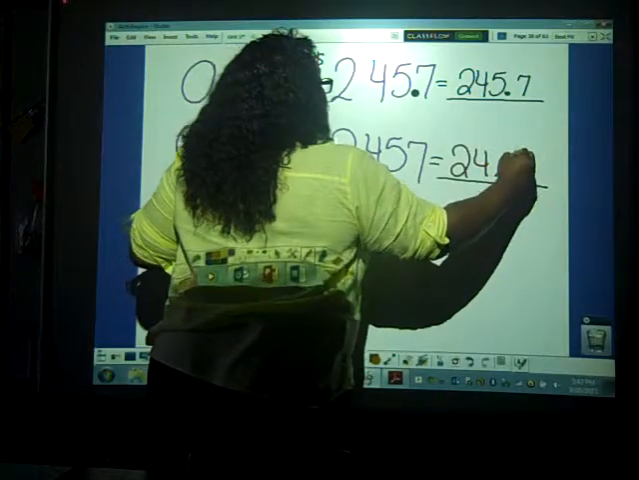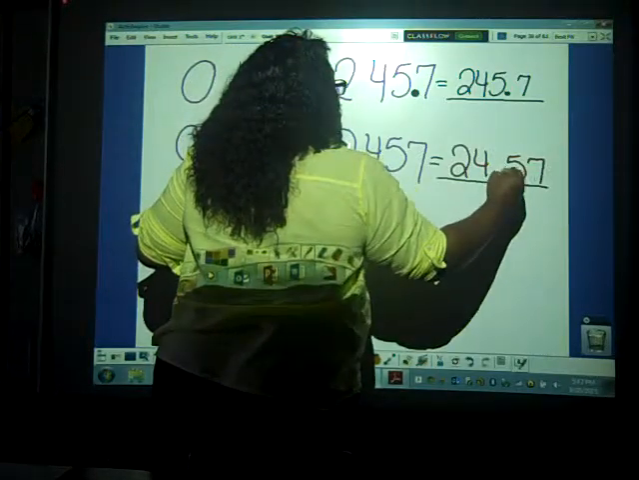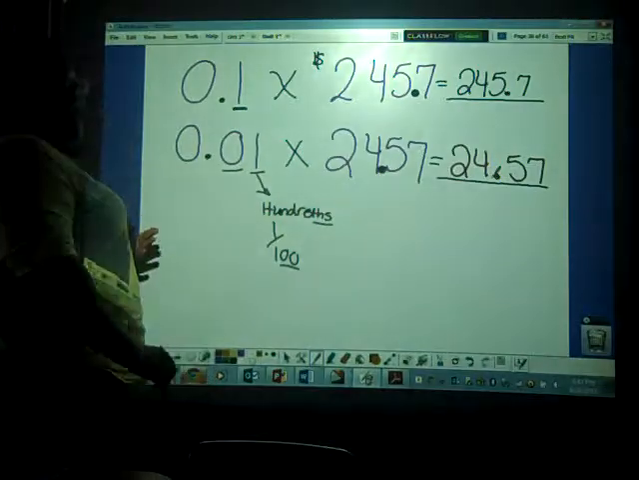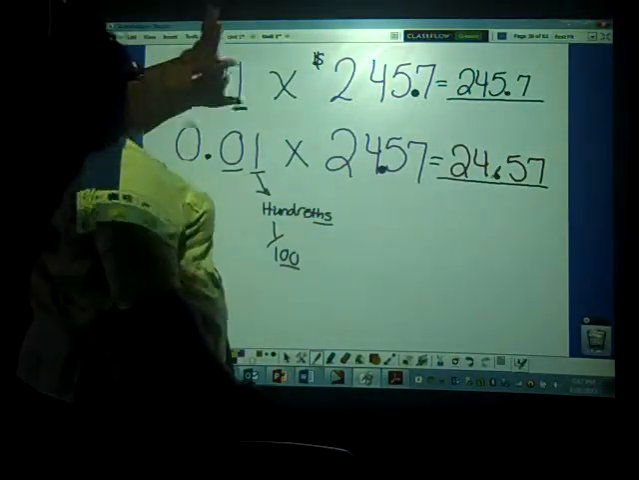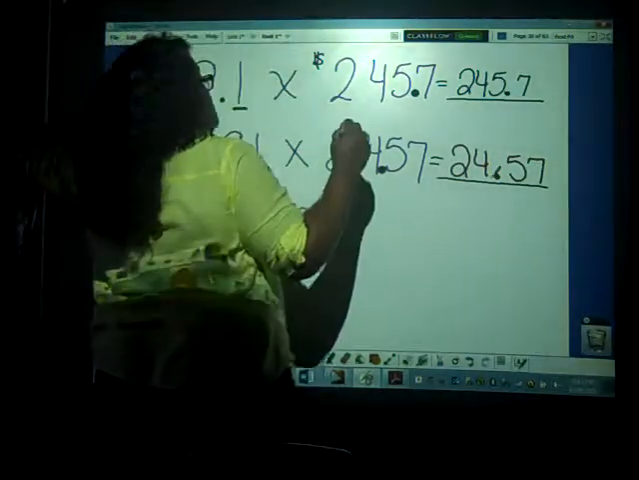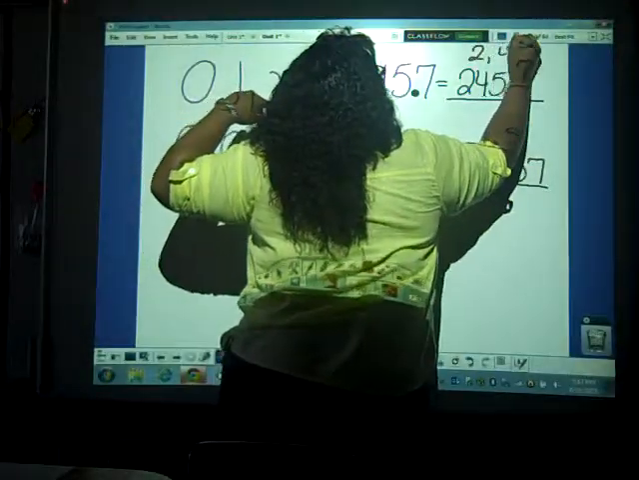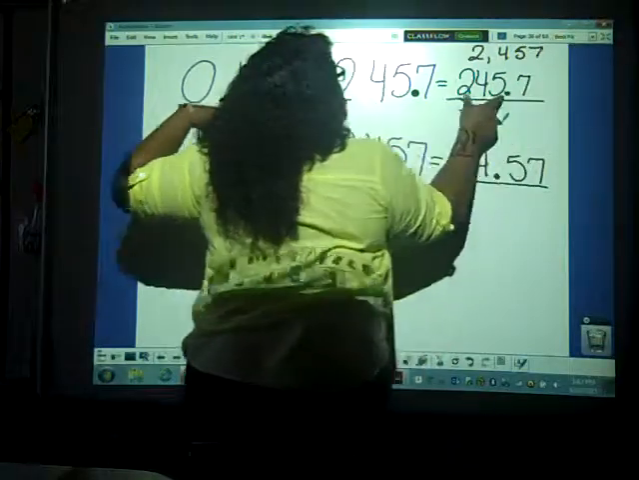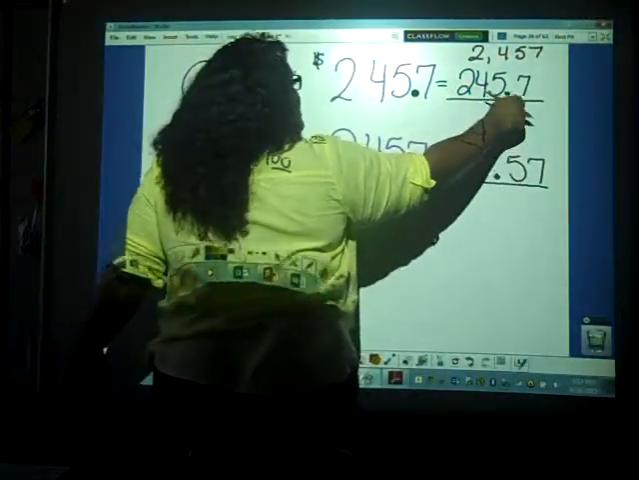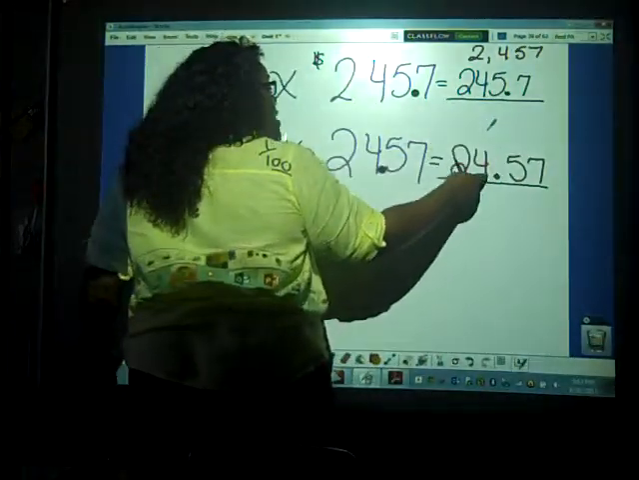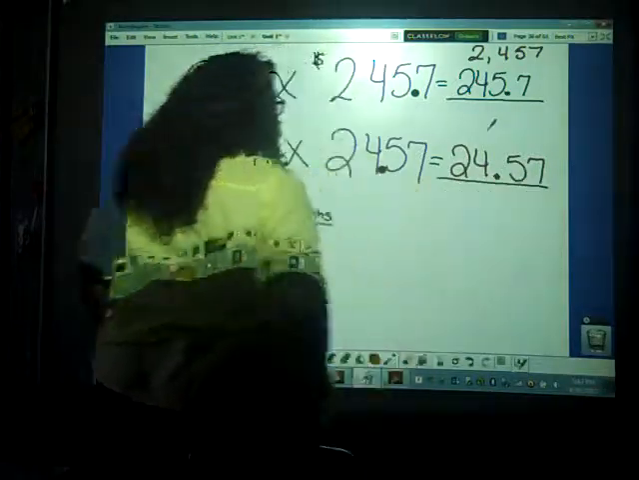It has decreased even lower in value to 24 and 57 hundredths. Look at that. It went from 2,457, let me write that up here, to $245.07. Now it's at 24 and 57 hundredths.